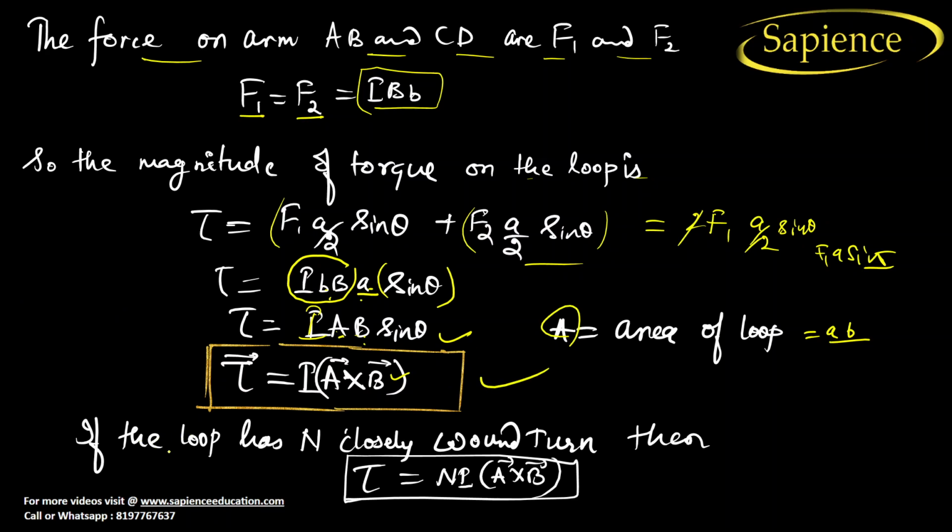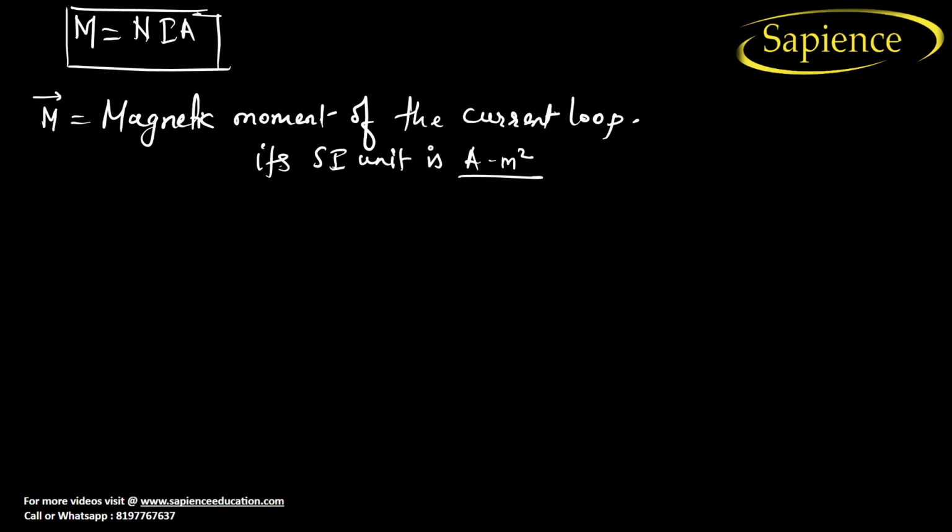Now for a loop with n closely wound turns, if one turn creates a torque of I A cross B, then n turns will create a torque of n I A cross B. So this is what we have got for the torque. In this way we have got the torque.